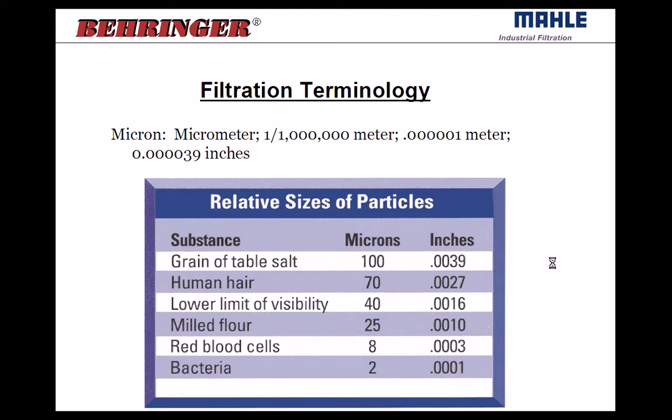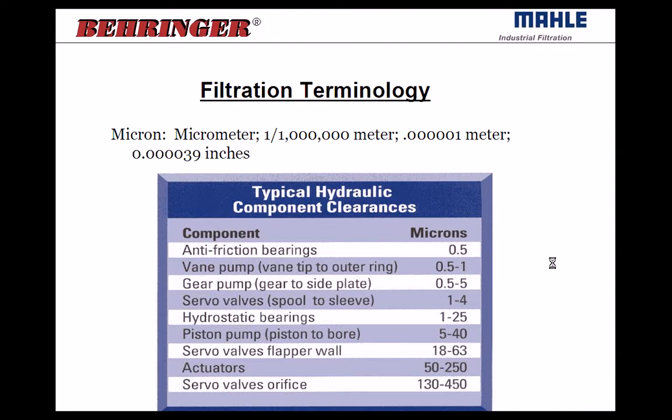And the reason we need to remove those small particles, this shows some of the orifice sizes within typical hydraulic components. A vane pump, between the vane tip and the outer ring, the clearance is a half to 1 micron. Gear pumps are about a half to 5 micron. Piston pumps, servo valves, you can see all the different orifices and tolerances within those components. So we're really removing very fine particles from the hydraulic fluid in order to prevent damage to these components.